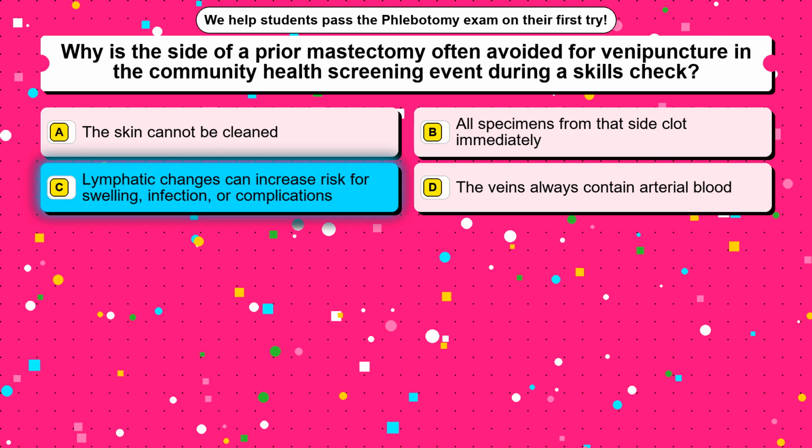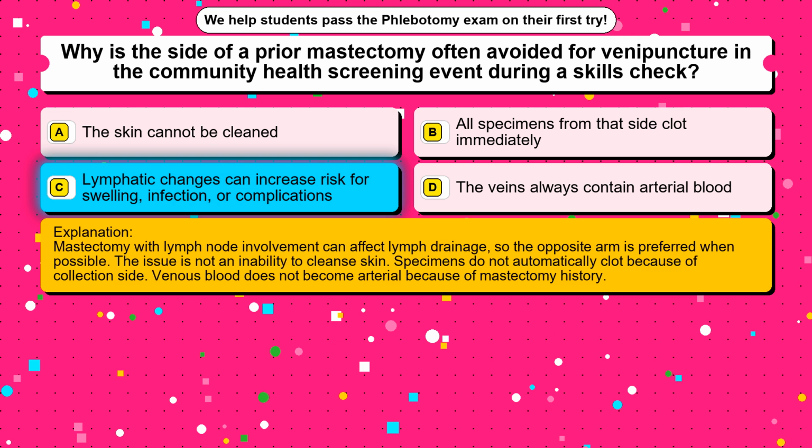The correct answer is option C. Lymphatic changes can increase risk for swelling, infection, or complications. Mastectomy with lymph node involvement can affect lymph drainage, so the opposite arm is preferred when possible. The issue is not an inability to cleanse skin. Specimens do not automatically clot because of collection side. Venous blood does not become arterial because of mastectomy history.